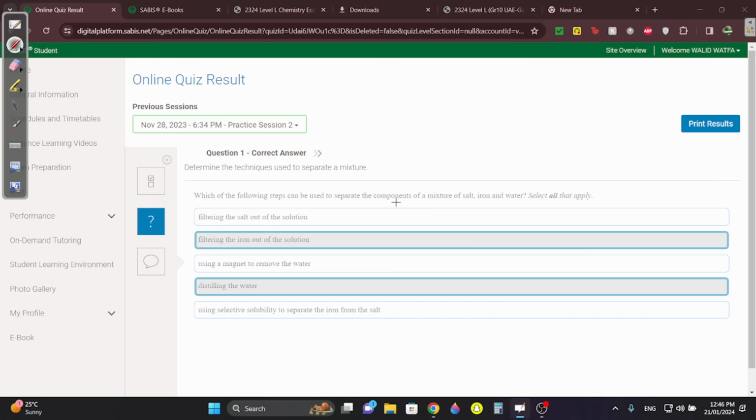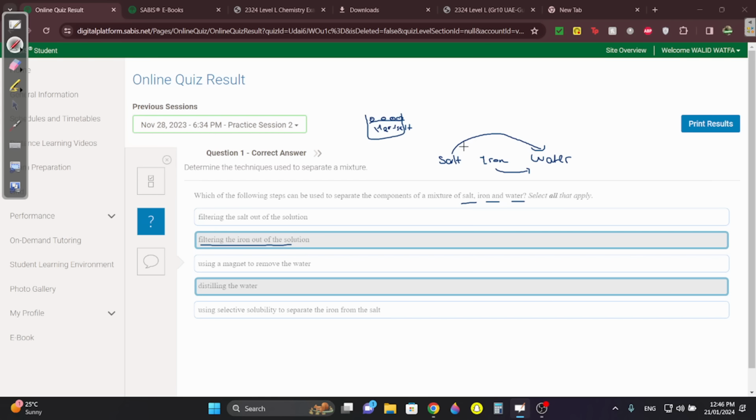Question 1, which of the following steps separate salt, iron and water? Salt, iron and water. Okay. I would say if they're all in one solution, you know that the salt dissolves in the water, but the iron does not dissolve. So you're going to be left with the water solution, water plus salt, and on the top, you're going to have iron crystals. Okay, how do we get rid of this iron? Obviously, we have to filter it. You get the filter paper, and you filter it.